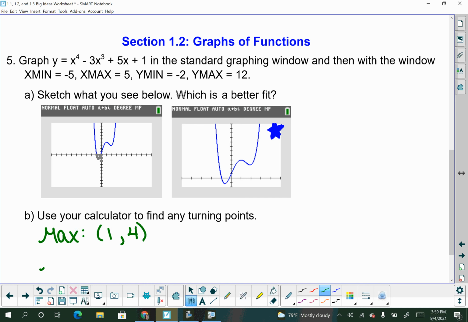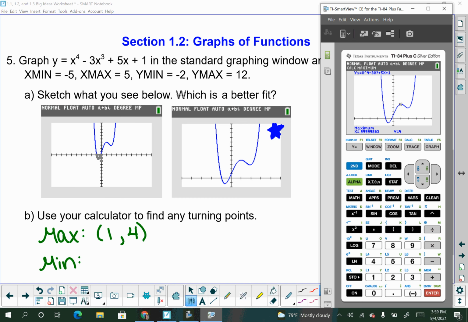Next, we're going to find minimum values. These are low points. Think of them kind of like the bottom of a valley. We have two of them. There's one on the left and one on the right. So we're going to need to complete this procedure twice. Starts out the same. Go to your calculate menu above trace. This time choose minimum, number 3. I'm going to start with the one on the right because I'm kind of over there already, and it's going to ask me the same 3 questions.